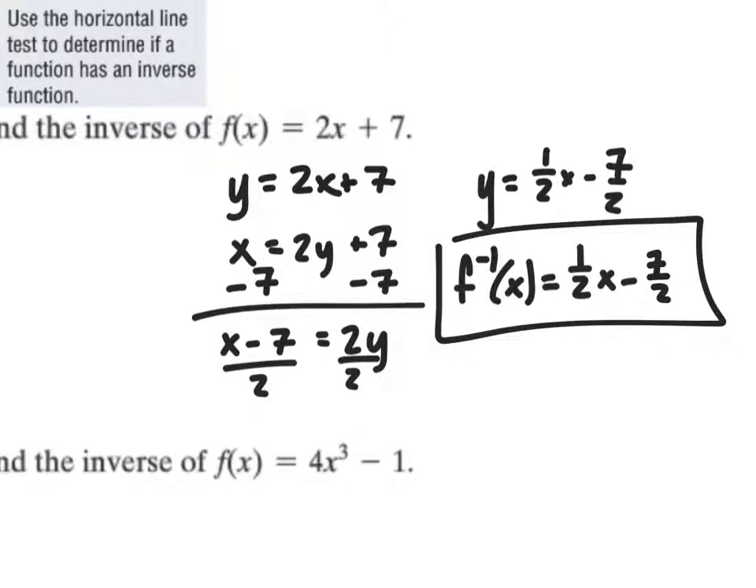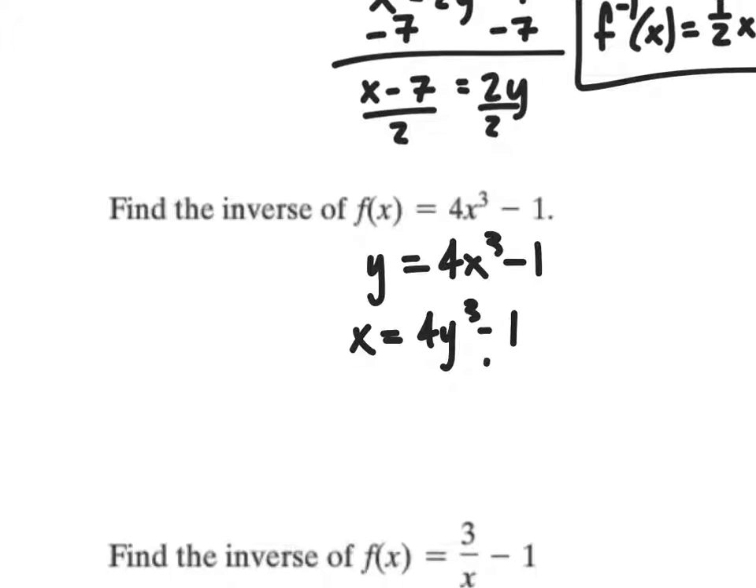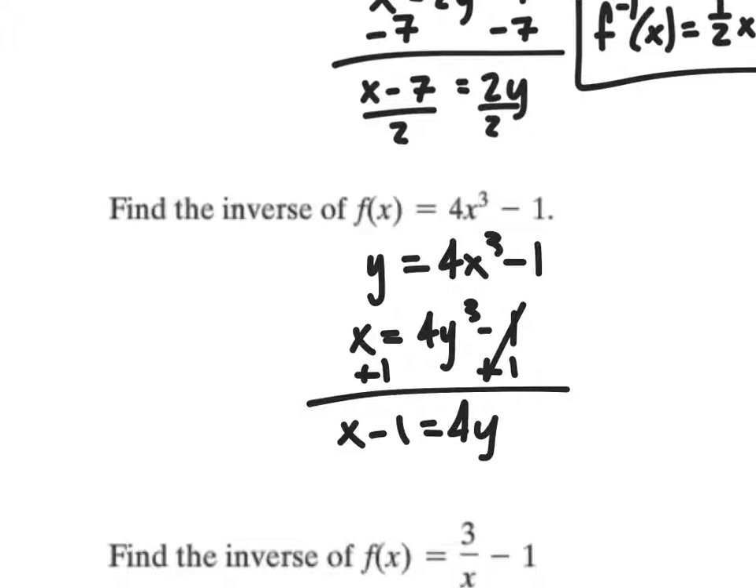Okay, let's take a look at the next one. Now we're going to go through the same process, but the algebra is a little bit different. So here I'm going to rewrite y equals 4x cubed minus 1. I'm going to switch x and y. So x is equal to 4y cubed minus 1. I'm going to add 1 to both sides. Okay, so those cancel out. I get x minus 1 is equal to 4y cubed.